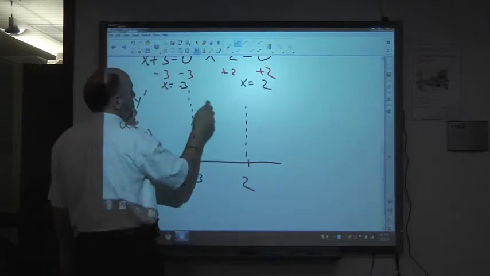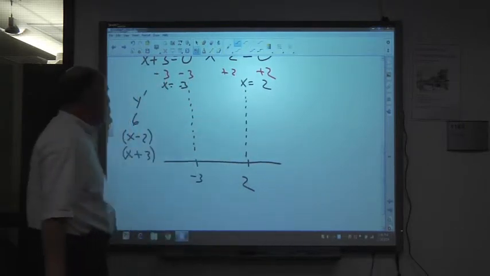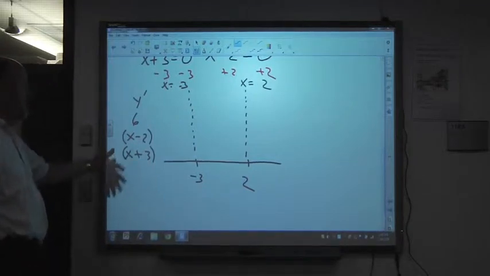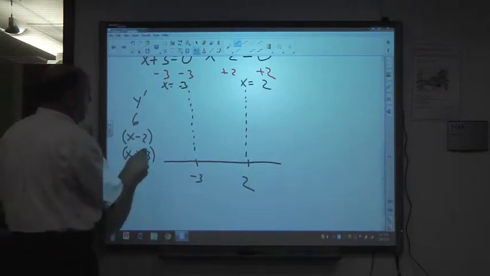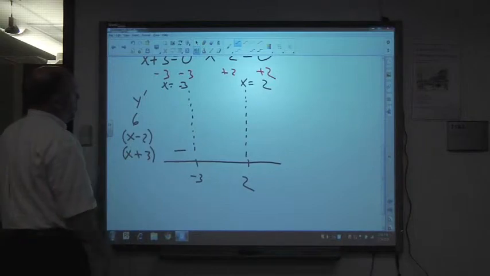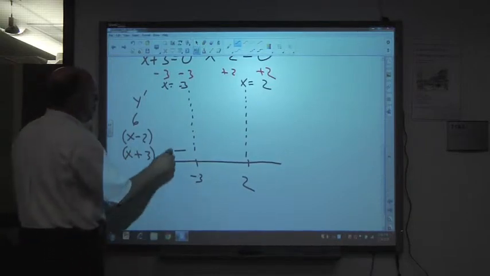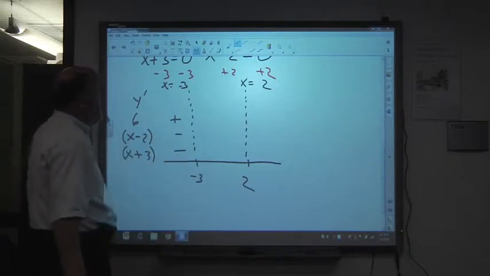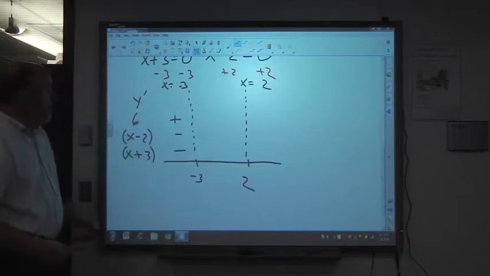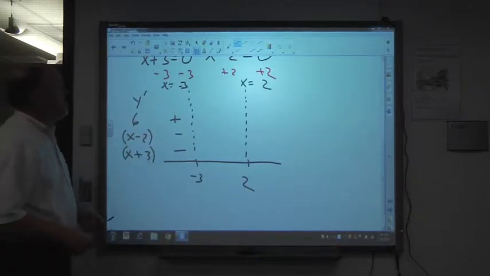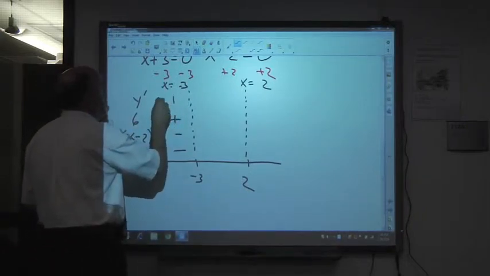So my first interval is x less than negative 3. If it helps, you can think of a number less than negative 3, so let's say negative 100. Well, if x is negative 100, x plus 3 will be negative. x minus 2 would also be negative. My 6 is always positive. And so a negative times a negative is a positive, and a positive times a positive would be a positive.